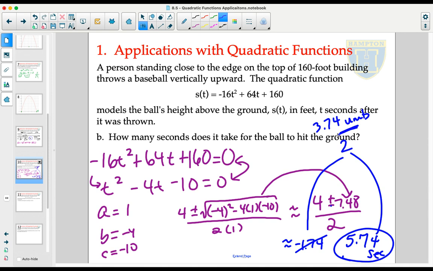If you got something that wasn't, then you would know that something was wrong. You would know that there might have been an evaluation in there somewhere wrong, or you might have ended up adding something wrong in here, or whatever it might be, but you know that you're going to be the same number of units away from the vertex in the higher direction, 5.74, and the lower direction, negative 1.74.